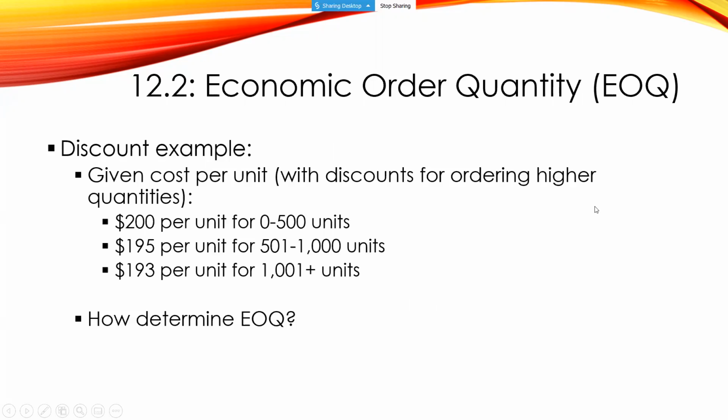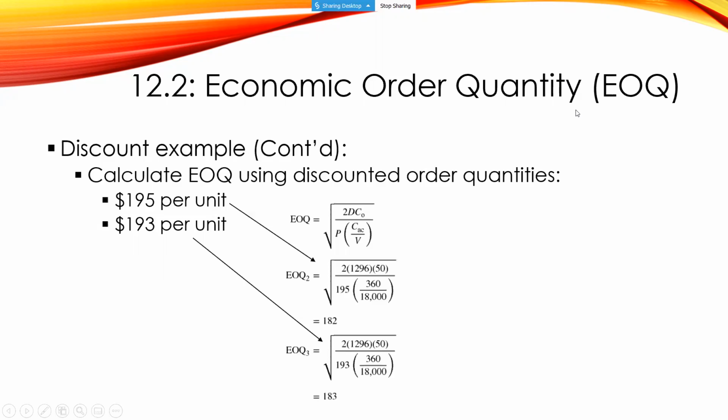So the example we're given, the book, uses that $200 per unit we paid for goods. But we're given the opportunity of getting discounts if we order higher quantities. So is it worth it? Is the question of the day. So the first thing we do is determine economic order quantity, which of course was done before, but we ran through that calculation again.